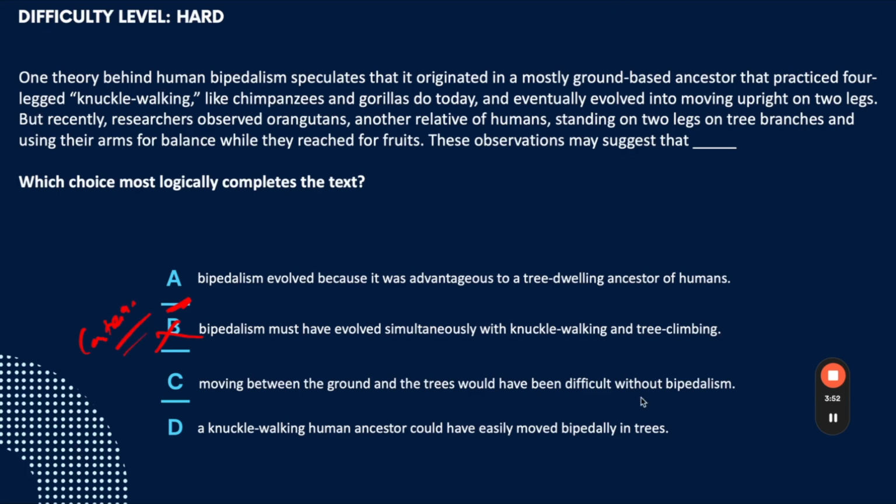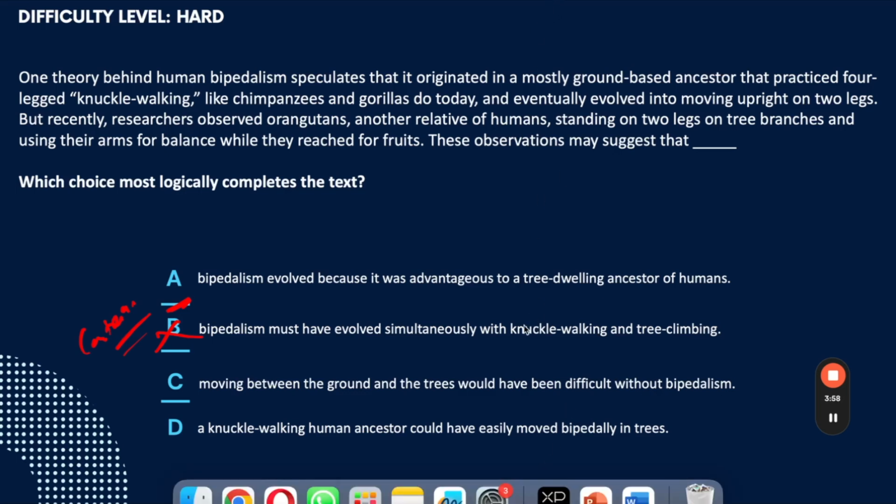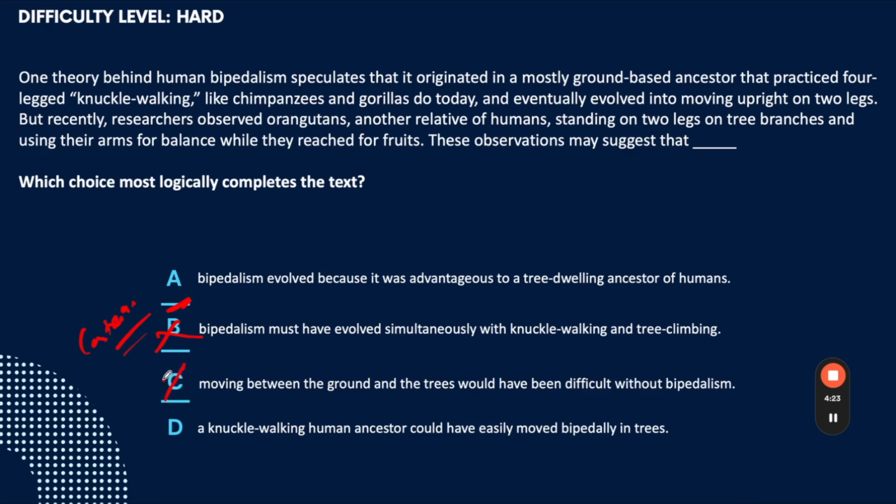Let's look at C. Moving between the ground and the trees would have been difficult without B. Now, this option is basically talking about B being necessary for transition between ground and tree environments. The text does not discuss or provide any evidence for movement between the ground and trees as a reason for B's evolution. Why did that B evolution happen? I don't know. The text is not talking about it. Instead, it focuses on the potential advantages of B in either a ground-based or tree-based context. So this option is irrelevant because it's something that's not being talked about in the text. Irrelevant or out of scope.